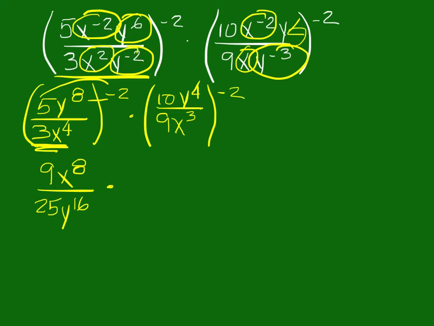So on the next expression, you have a 10 to the negative 2. That's a 100 on the bottom. y to the 4th to the negative 2 is y to the negative 8th. That's y to the 8th on the bottom.